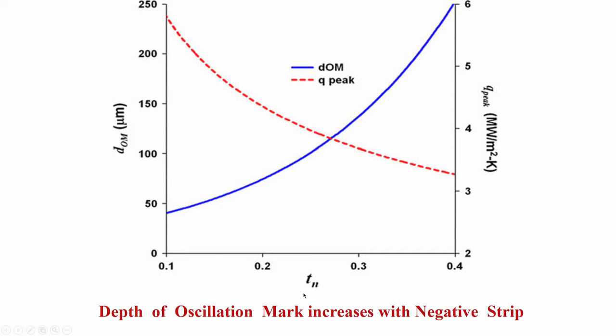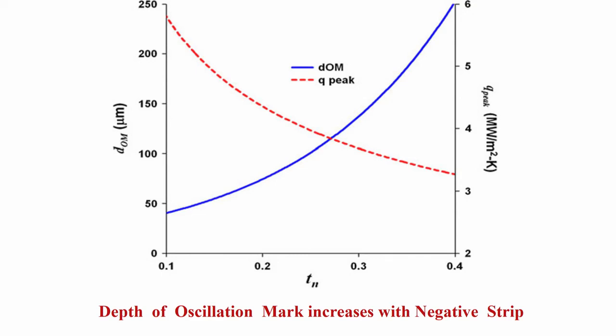This is negative strip time, in seconds, say 0.1 to 0.4, it is varying. How it can vary, I will show in the next slide, but let us assume that negative strip time is varying from say 0.1 to 0.4. So, what is this blue line? It is the depth of oscillation mark, DOM. It is varying from about 50 micron to maybe 250 micron. So, there is an appreciable difference in the depth with negative strip time. That is what has been quantitatively shown.